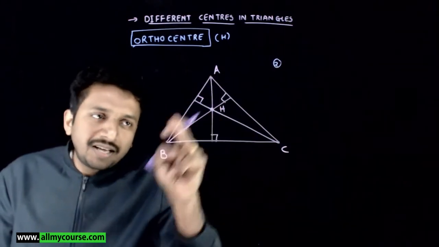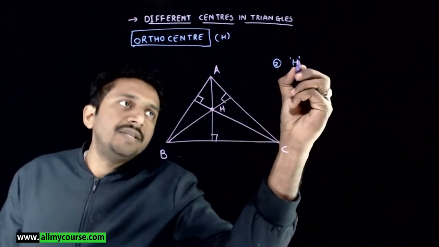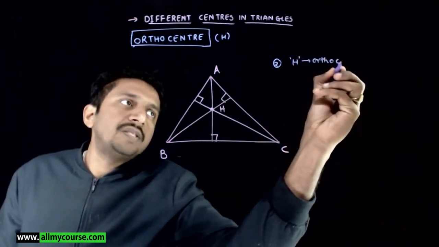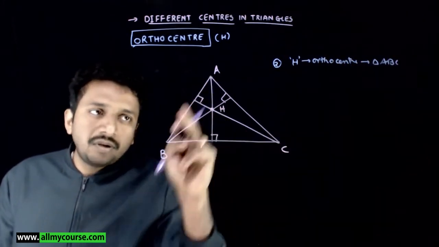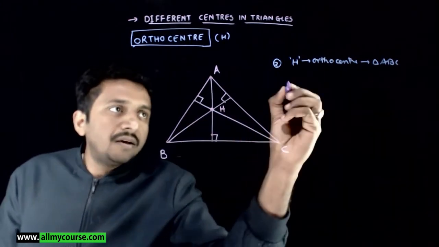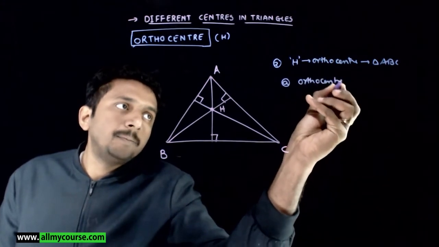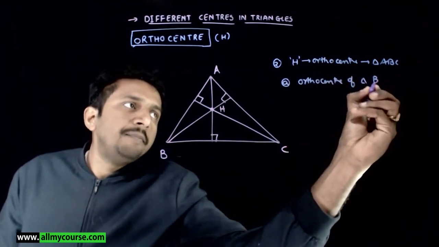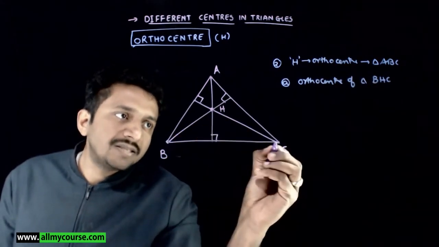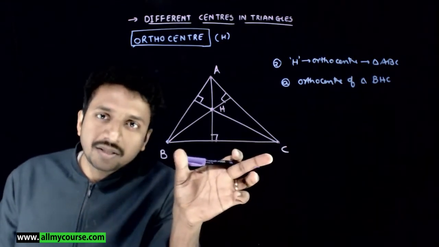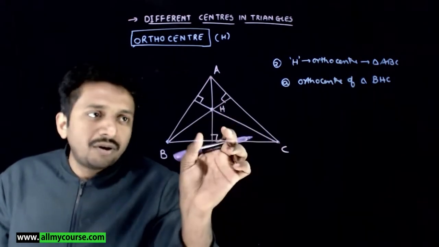For example, let us take the triangle ABC and H be the orthocenter of triangle ABC. So if H is the orthocenter of the triangle, now what we are going to say is, what is the orthocenter of triangle BHC? It is the triangle formed by two vertices of the original triangle and the orthocenter. So what is the orthocenter of this triangle?